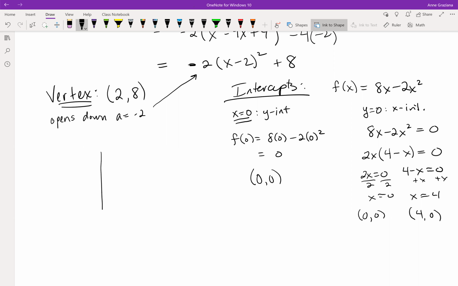All right, never mind. I'll just draw my straight lines myself. Here's x and y. And then I have (0, 0), and then 1, 2, 3, 4, and (4, 0). Those are my x-intercepts. (0, 0) is also my y-intercept, and then my vertex is (2, 8). So 1, 2, 3, 4, 5, 6, 7, 8. Go over 2, up 8, and it opens down. So everything is going to work out nicely here.